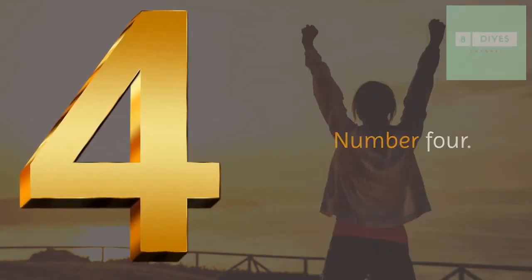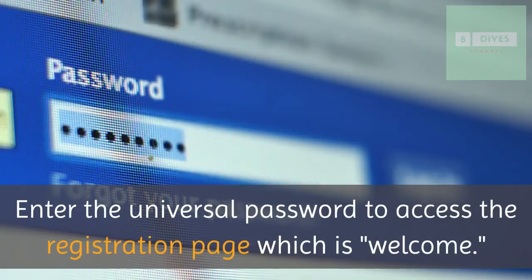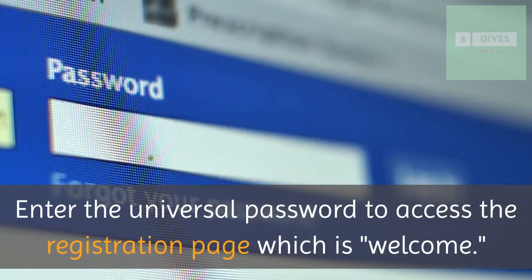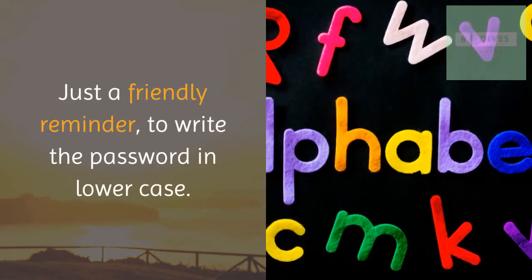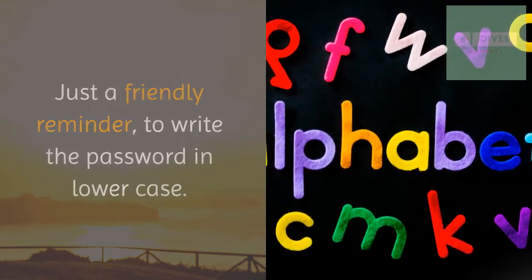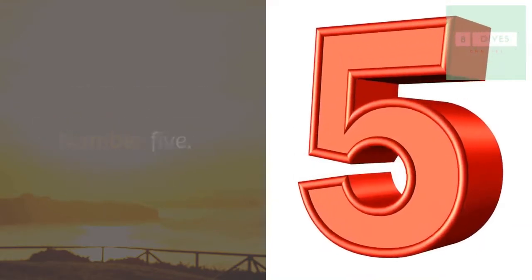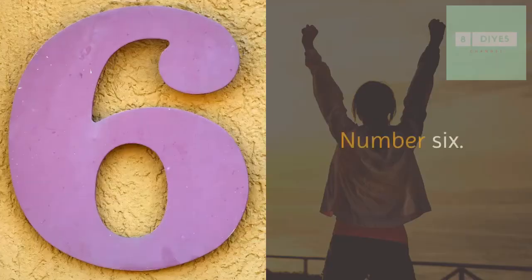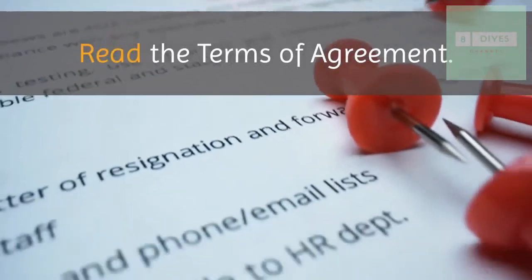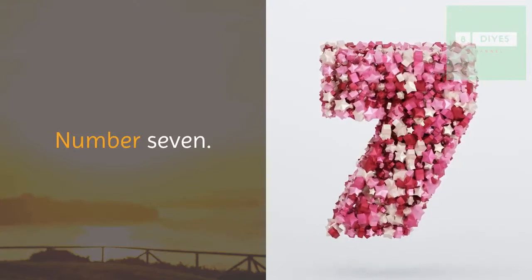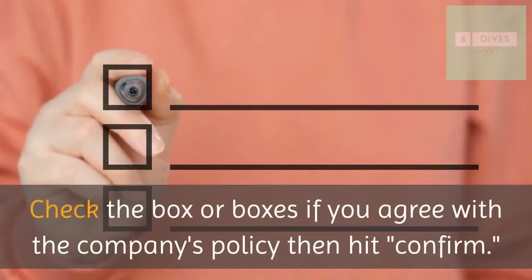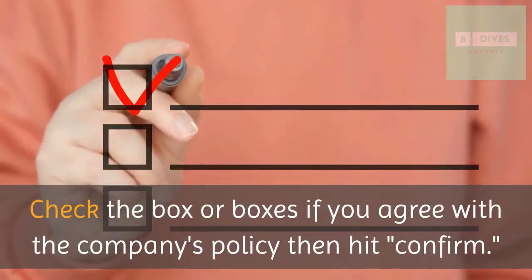Number 4. Enter the universal password to access the registration page, which is welcome. Just a friendly reminder to write the password in lowercase. Number 5. Choose your country. Number 6. Read the terms of agreement. Number 7. Check the box or boxes if you agree with the company's policy, then hit confirm.